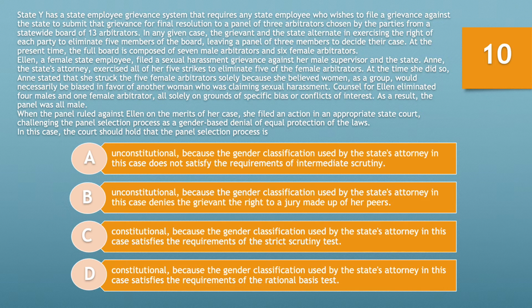B, unconstitutional because the gender classification used by the state's attorney in this case denies the grievant the right to a jury made up of her peers. C, constitutional because the gender classification used by the state's attorney in this case satisfies the requirements of the strict scrutiny test. Or D, constitutional because the gender classification used by the state's attorney in this case satisfies the requirements of the rational basis test. Take a few seconds and choose what you think is the best answer now.